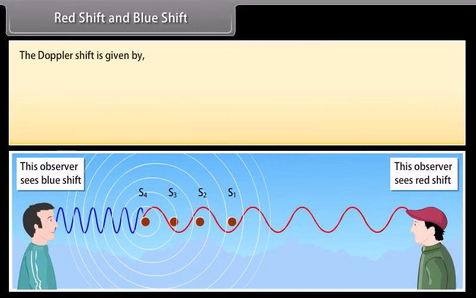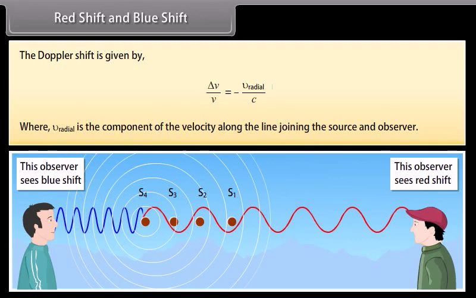The Doppler shift is given by delta nu by nu is equal to minus v radial by c, where v radial is the component of the velocity along the line joining the source and observer.